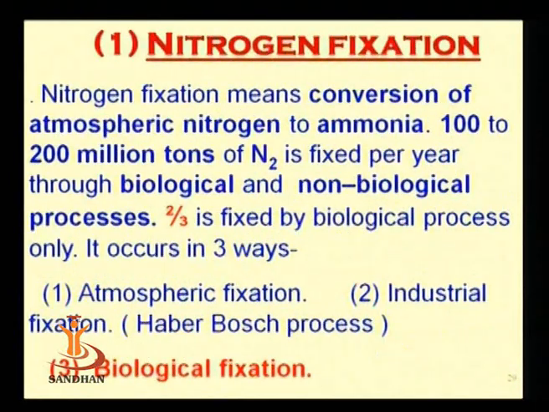Coming to the first step, nitrogen fixation. Nitrogen fixation means conversion of atmospheric nitrogen to ammonia. It has been seen that about 100 to 200 million tons of nitrogen is fixed through biological and non-biological processes, of which 2/3 is fixed by biological processes only. Nitrogen fixation occurs in 3 ways: atmospheric fixation, industrial fixation, which is also known as the Haber-Bosch process, and biological fixation.